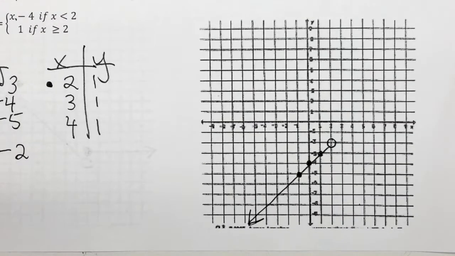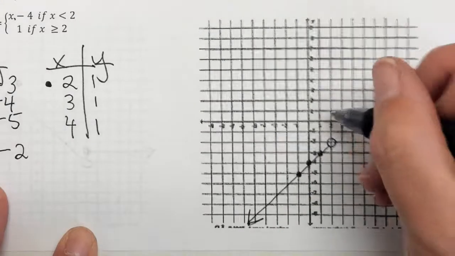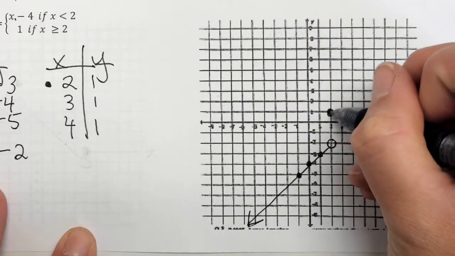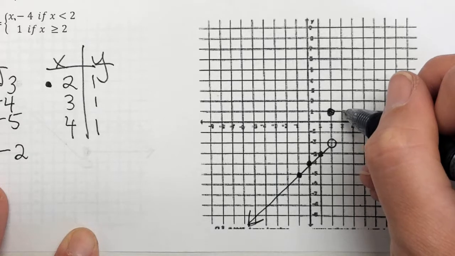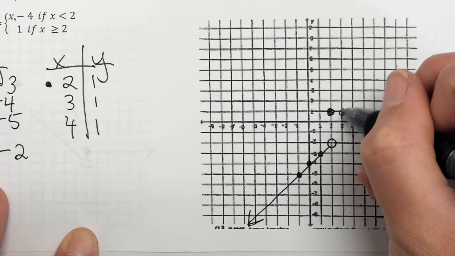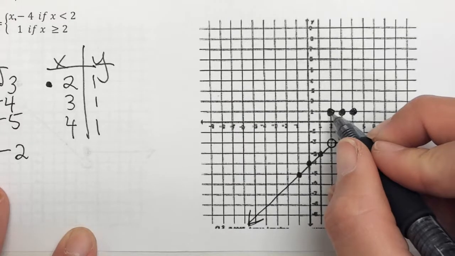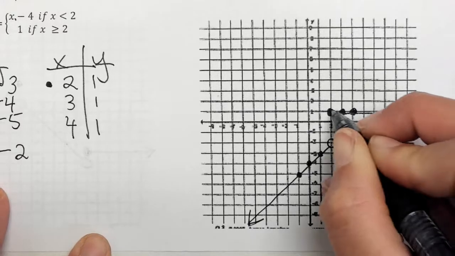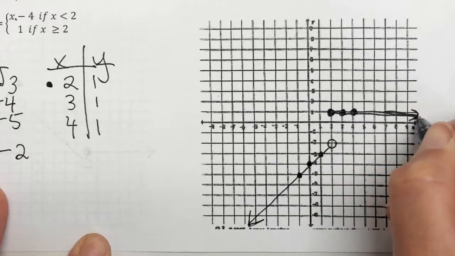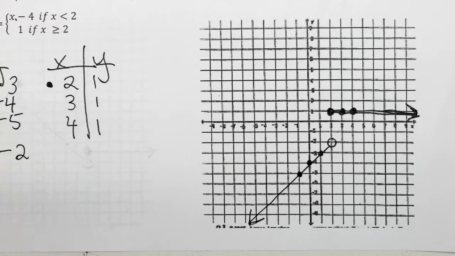Zoom out a little bit, sorry. Alright, for your second piece, start at 2, 1. It should be a closed circle. And then graph 3, 1, and 4, 1. And you can see this is where it's going to start, where x is 2, and it's just going to go straight across. And that's it. Now, that was kind of a lot of work to just graph 2 pieces, right?